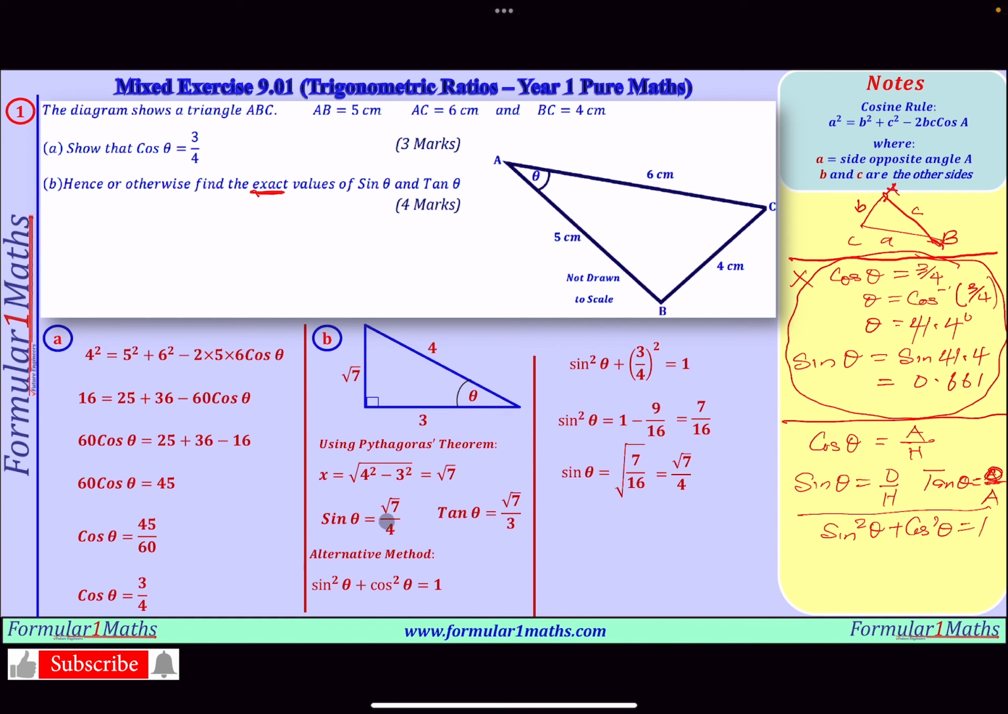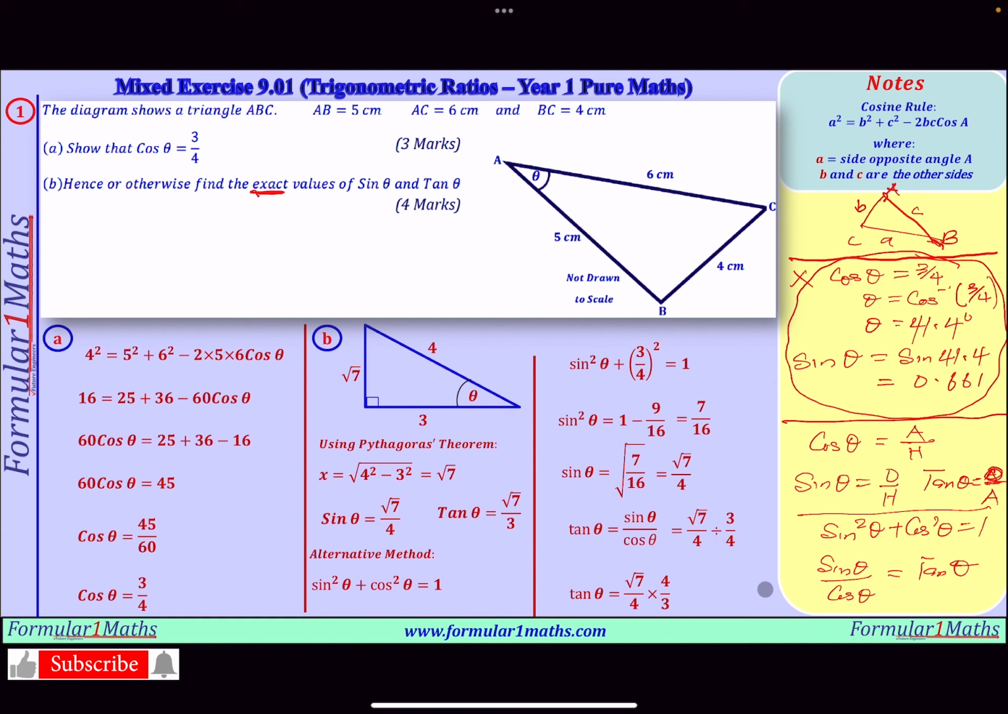We can use yet another identity, sine theta over cos theta equals tan theta, to get the value of tan theta. So if I do the substitution, that means sine theta, which is root 7 over 4, divided by 3 over 4, which is the value for cos theta. And then this means we are going to multiply this by the inverse of that, which is 4 over 3.